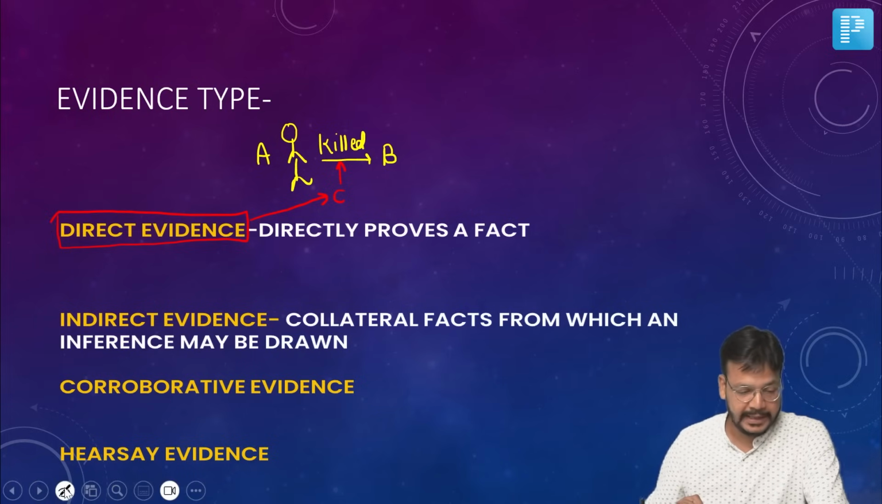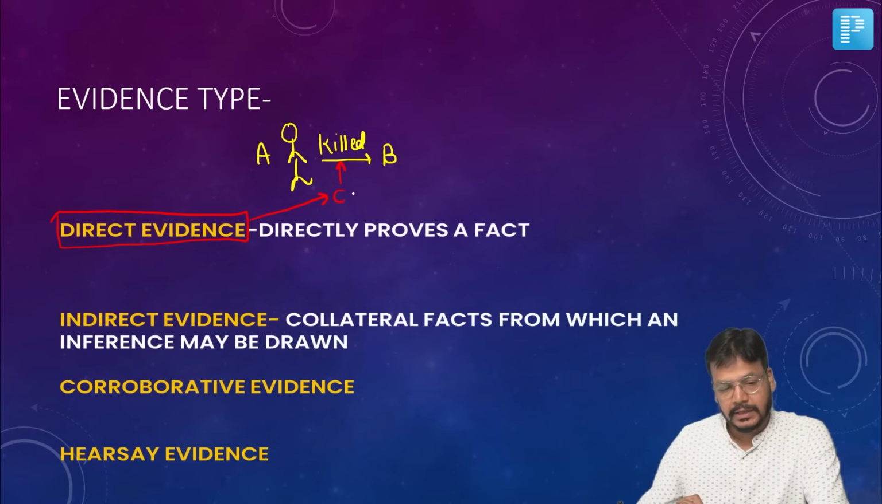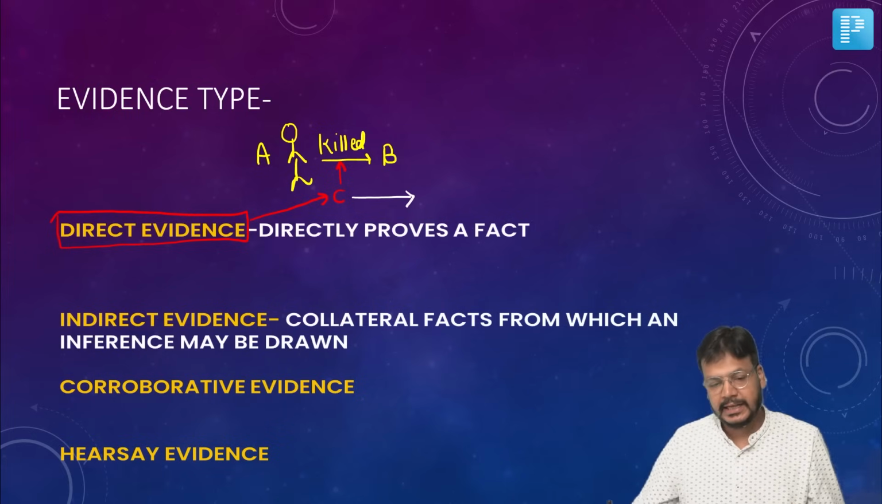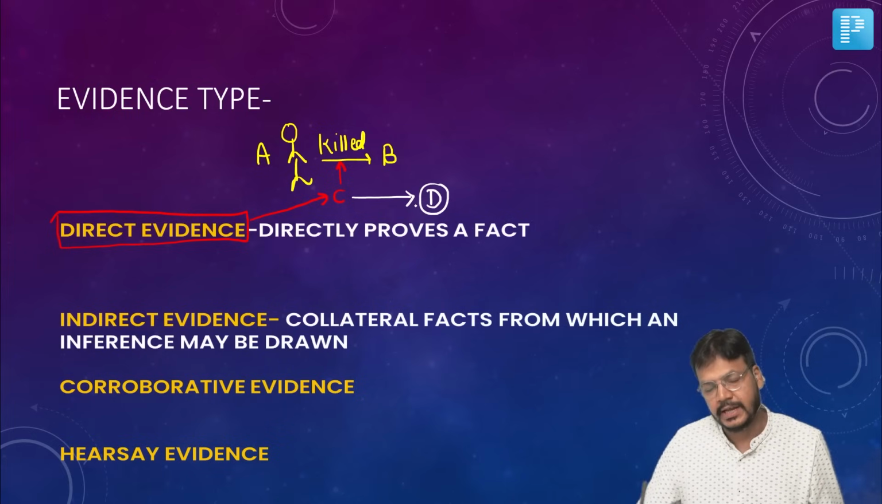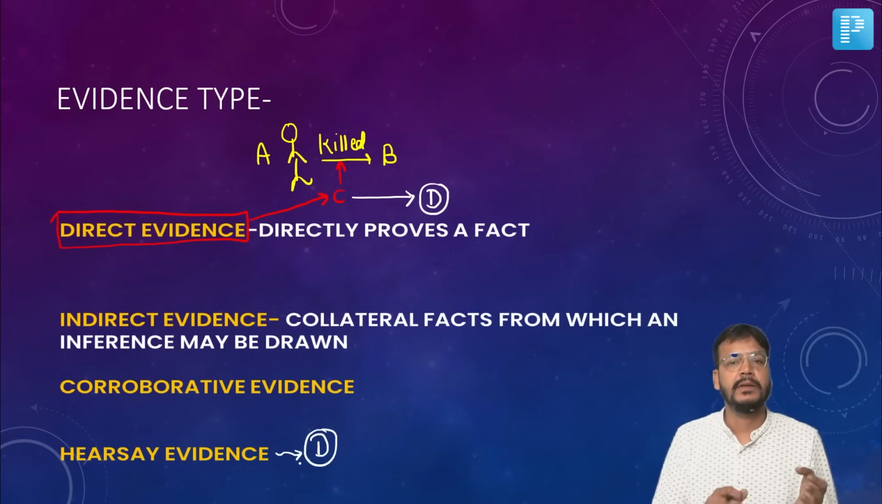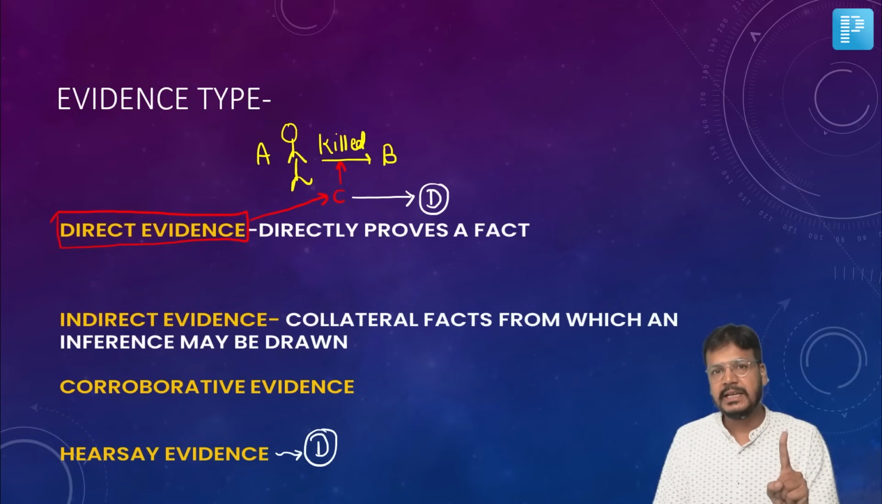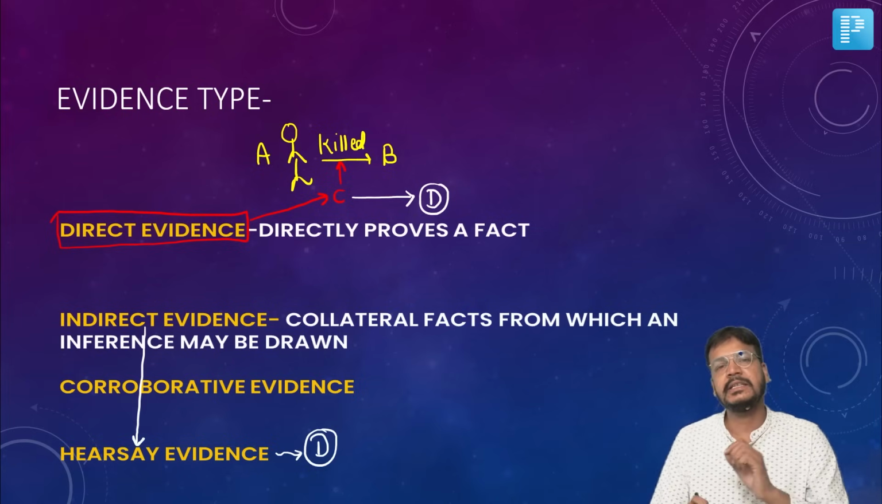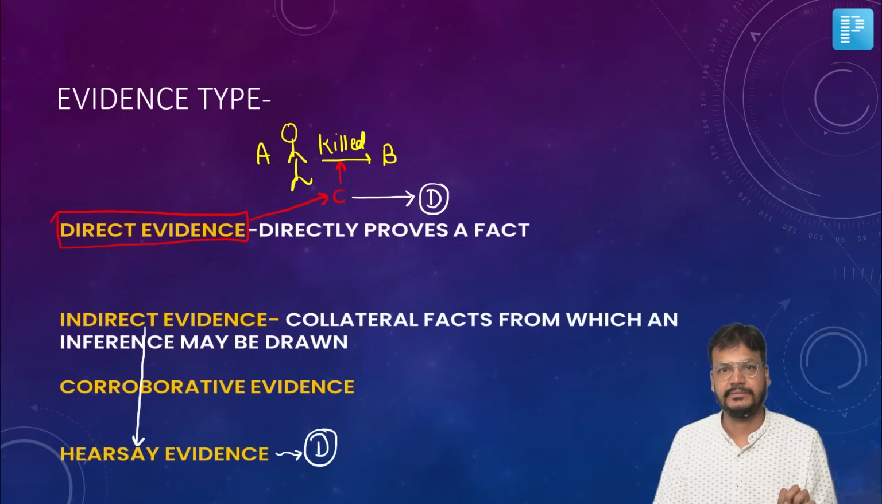Now, sir, what happened next? Listen very carefully. C came outside, and C told the whole story to D. This D is a hearsay witness, because he has heard it. C is a direct witness. D is a hearsay witness. And my dear friend, this hearsay witness is an indirect evidence, because you heard something and are saying something.